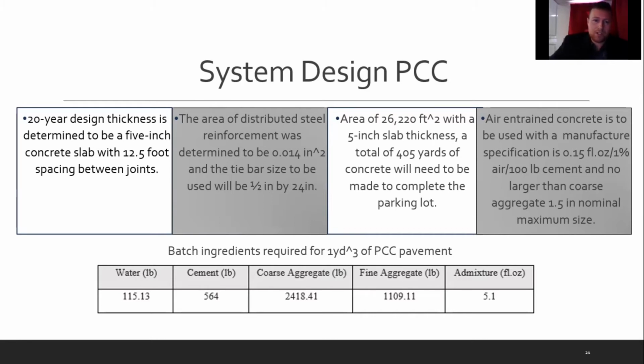The area of distributed steel reinforcement and tie bar size will be listed and shown. The total area is over 26,000 square feet, so it will require a little over about 405 yards of concrete. Per manufacturer specifications for air-entrained concrete, it'll be 0.15 fluid ounces per 1% air per 100 pounds of cement. And the batch ingredients required for a yard of the designed concrete are listed here in the table below.